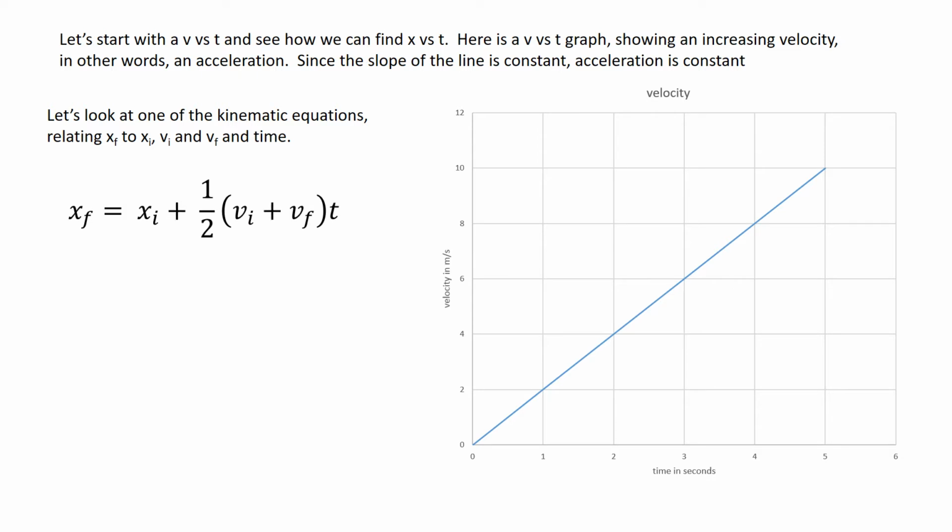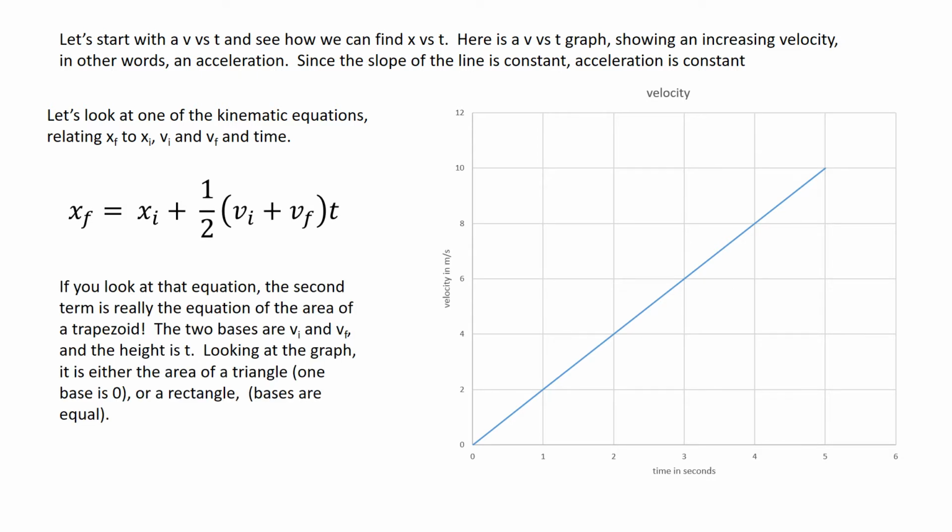So here's the equation. Look at that right term. The second term is really the equation for the area of a trapezoid. The two bases are the v_i and the v_f's. The height is t, if you kind of look at it sideways. If you look at the graph, this would either be the area of a triangle, where one base would be 0, or the area of a rectangle, where the bases are equal, or a regular trapezoid, just like we said. Let's see how this all is going to help us.